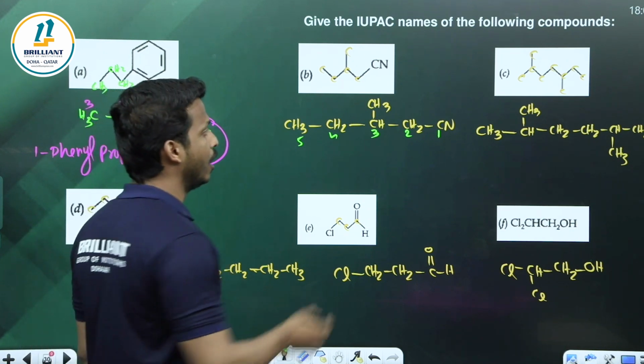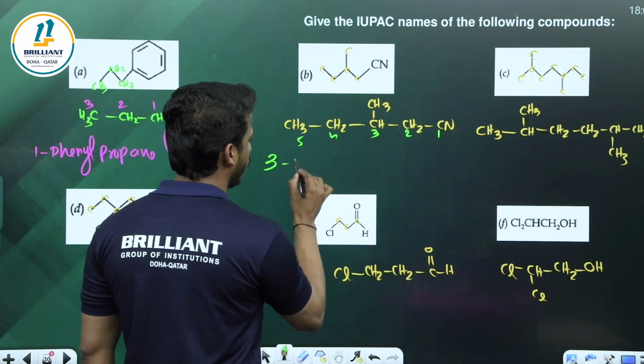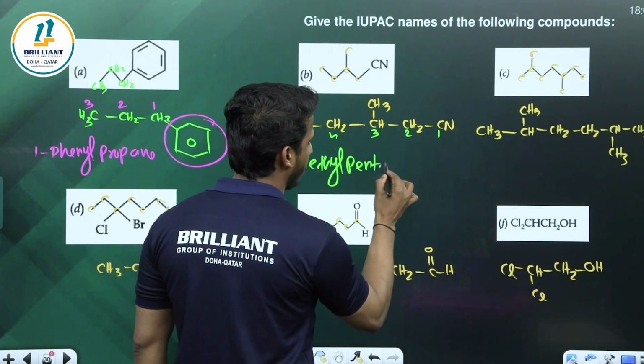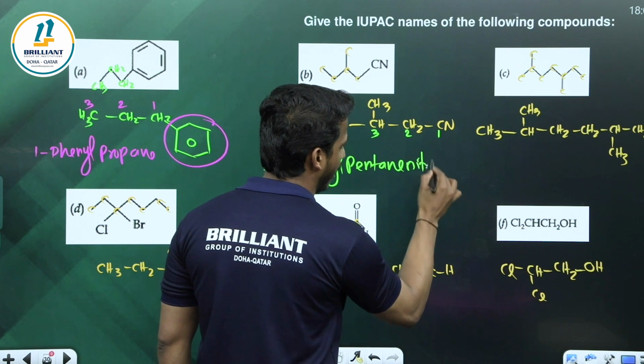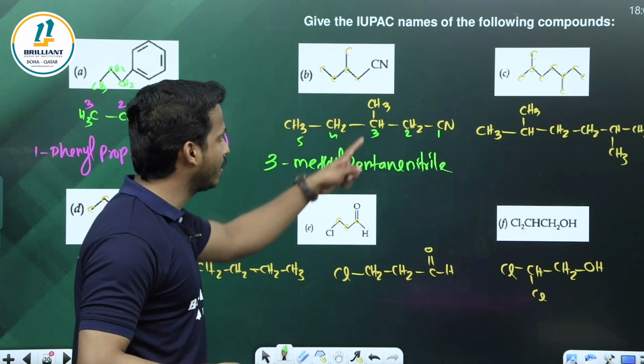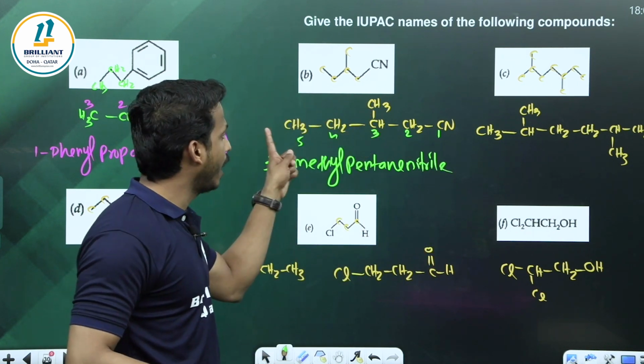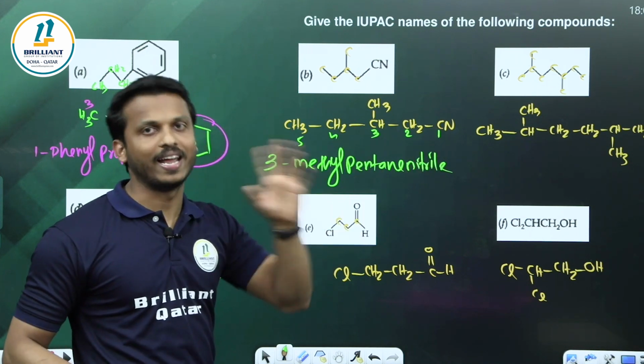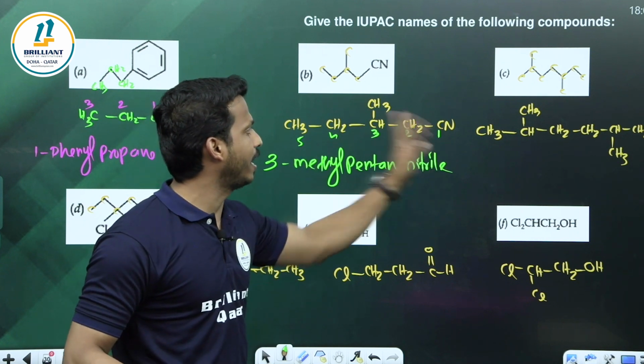Nitrile. So third position methyl, right? So it's called what? 3-methylpentane nitrile. Why 3-methyl? Third position there is a methyl group, right? And total 5 carbon with nitrile. Nitrile means what? Cyanide. Okay, so 3-methylpentane nitrile.